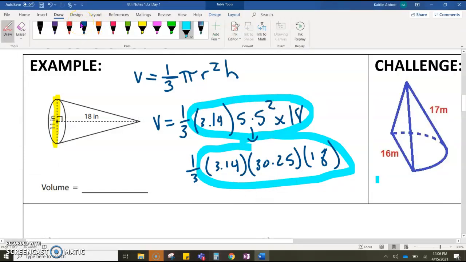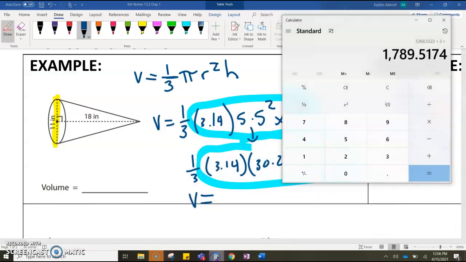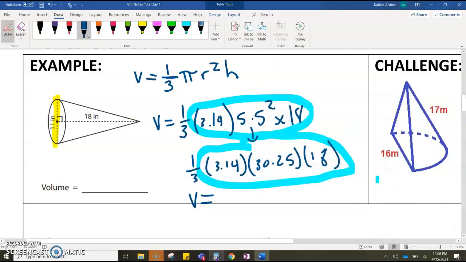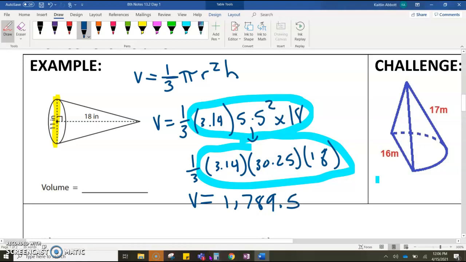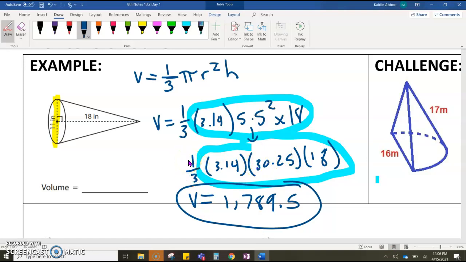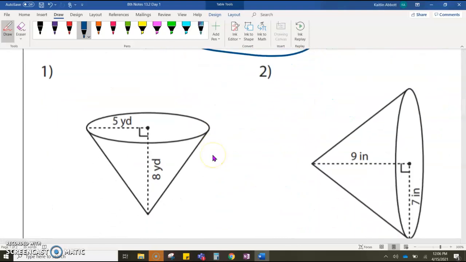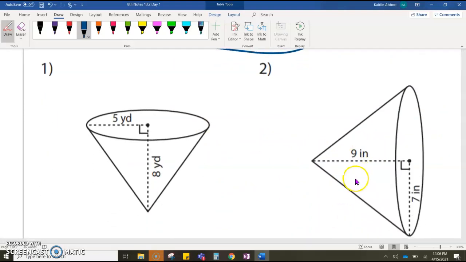So the volume equals 1,789 point 0.5. And that's it. So it's literally the same thing as last week, except at the end you need to divide by 3. That is all. This is it for now. Please, you can move on to Nearpod. I'll be doing some of these. These are some of your ones that are on Nearpod that I will continue to do some examples of.